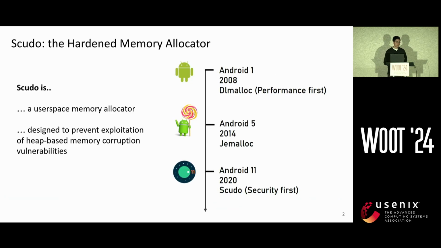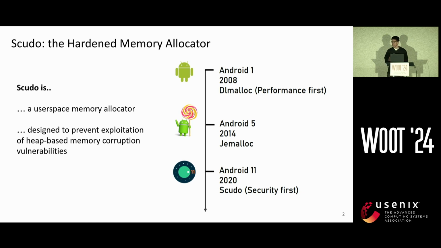What is Scudo? Scudo is a user space memory allocator. Basically, it implements the dynamic memory allocation and deallocation APIs, so malloc, free, etc. And what's interesting about Scudo is that it's a hardened memory allocator, at least that's what it says on the Android developer website. What is a hardened memory allocator? Basically, the allocator is designed in a way to make the exploitation of heap-based memory corruption vulnerabilities very difficult, ideally prohibitively expensive.